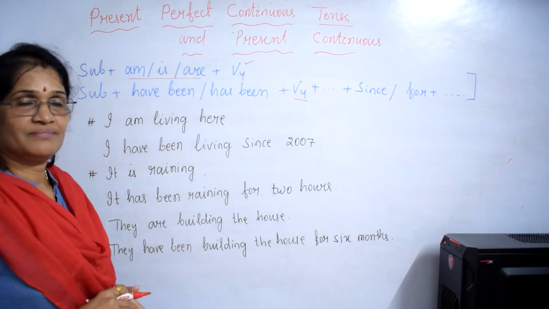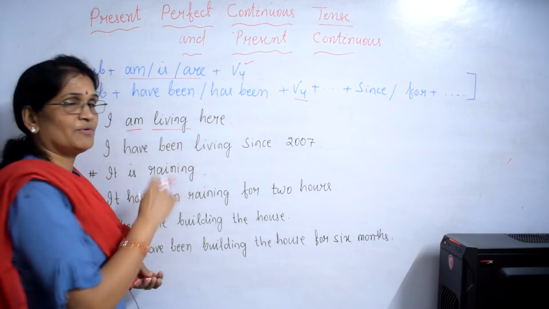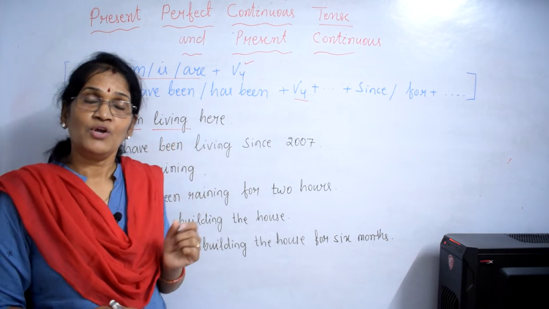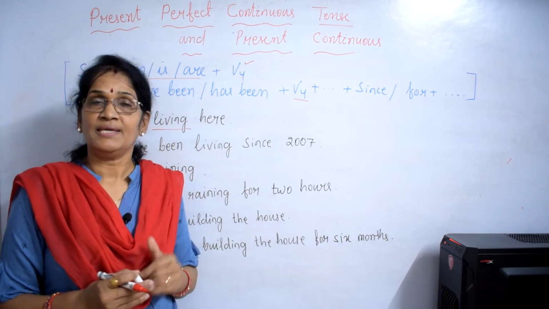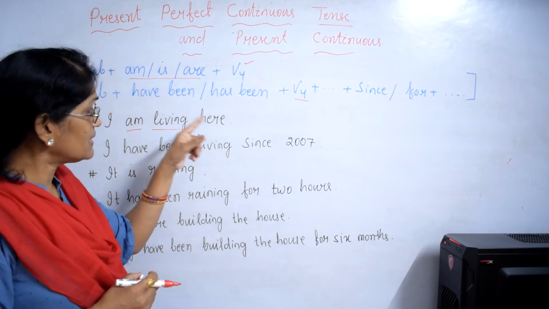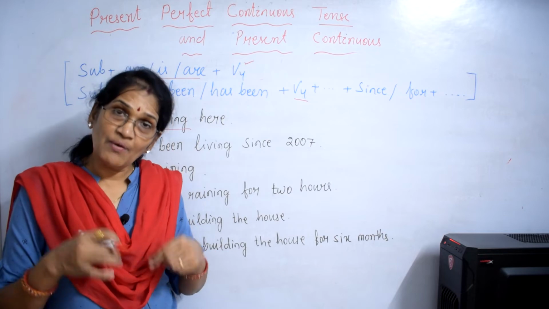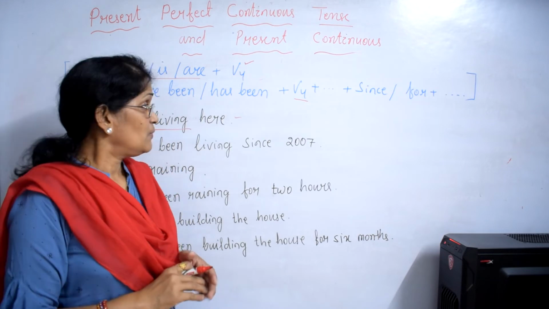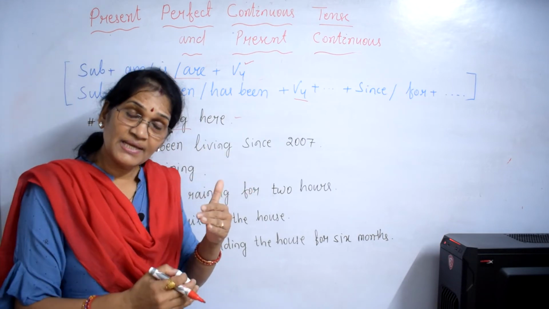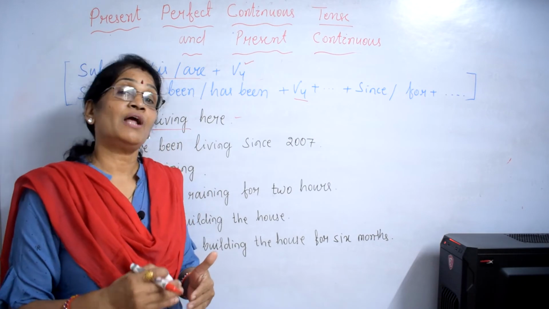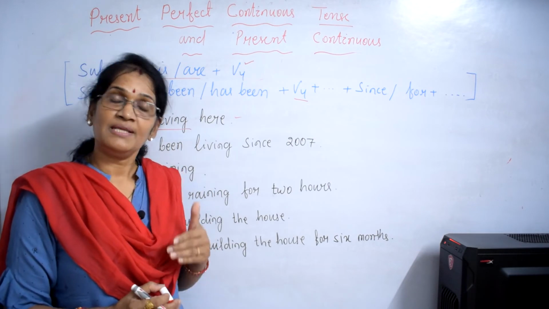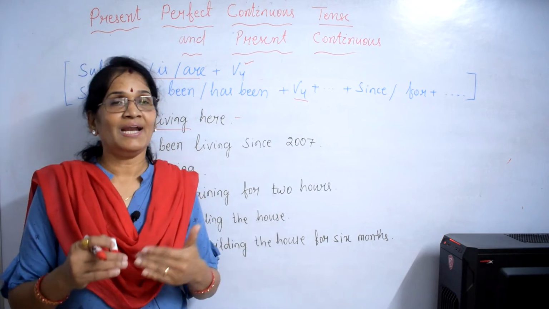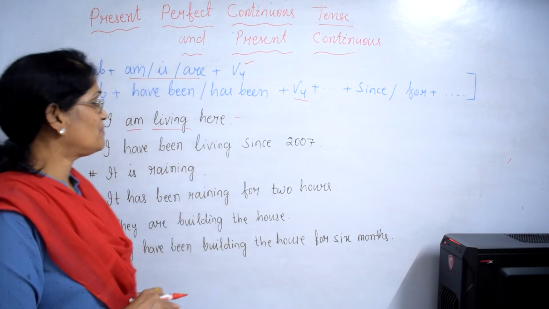I am living here. Be verb plus ing form of a verb. This is present continuous. We use this construction for what is going on at the time of speaking. I am living here. That means at the time of now I am saying I am living here. This is present continuous. When it expresses from what time we are living here or for how many years we are living here, there you use present perfect continuous. That means the construction related to past and present. There you use present perfect continuous.